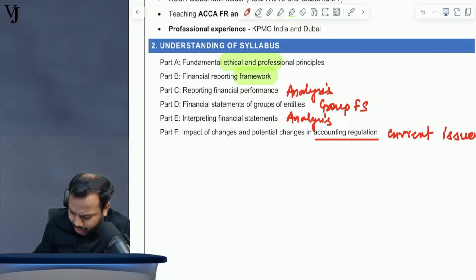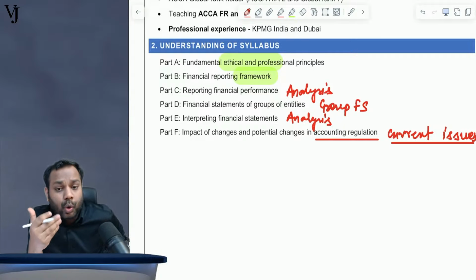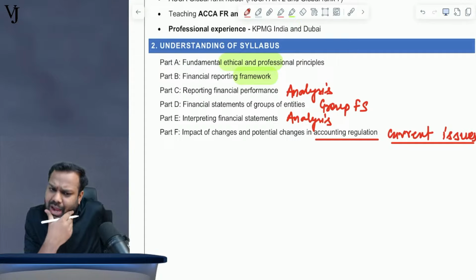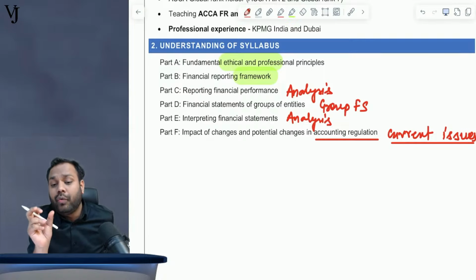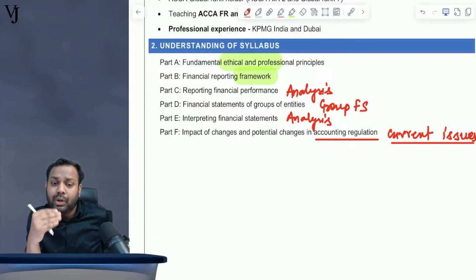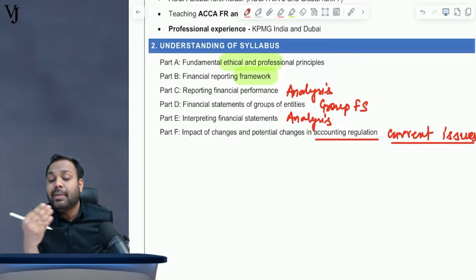Sir, what is the meaning of current issues? Okay, let's suppose a few years back we saw COVID happening, right? Do we have any accounting standard on COVID particularly? No, right? So COVID was a current issue. Now we need to evaluate which standards will get impacted due to COVID. That becomes a current issue.